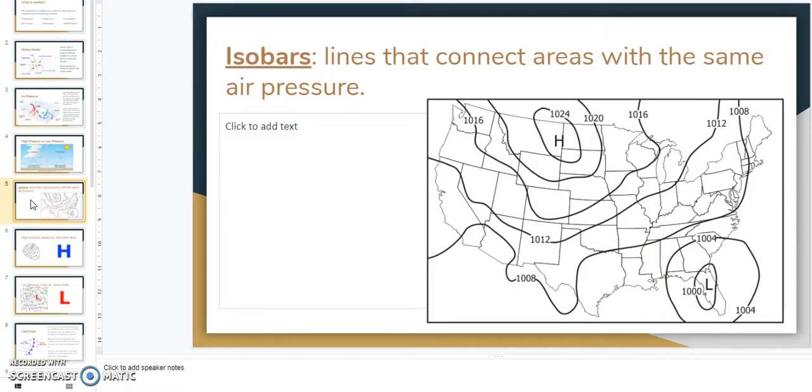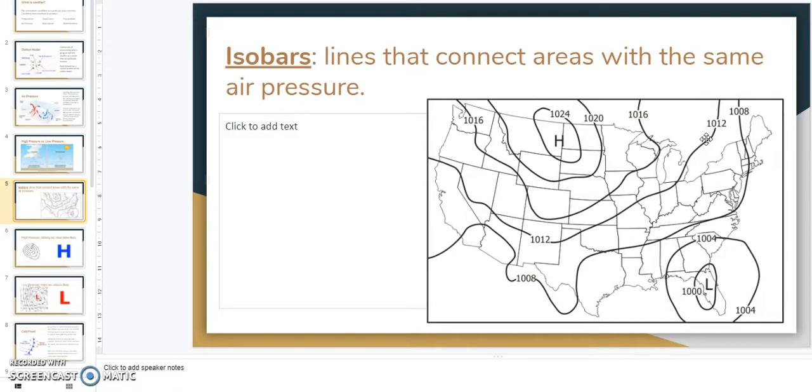All right, then we have something that you will find often on weather maps, and that is the concept of isobars. An isobar is a line on a map that connects areas that have the same air pressure. So here, this particular line is marked with 1008, which means that every location along this line has an air pressure of 1008 millibars.